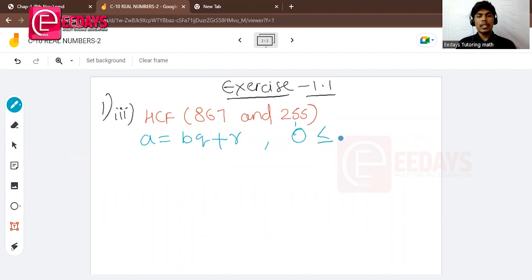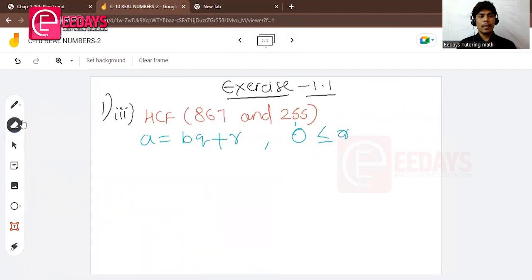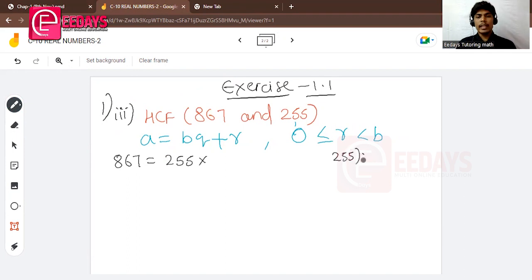0 less than or equal to R, and R less than B. This condition is important. Now let's start. We can write 867 here, divided by 255. We'll do it step by step here. So 255 with 867.